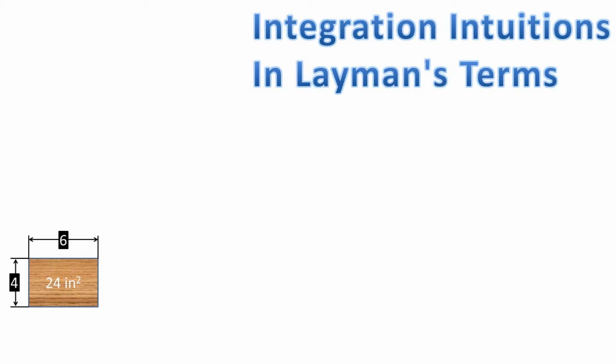In this video, we'll be discussing integration with limits in layman's terms. So I will first lead with the question. We have a board that is 4 inches by 6 inches and has an area of 24 inches squared. We have another smaller board that is 4 inches by 3 inches and has an area of 12 inches squared.